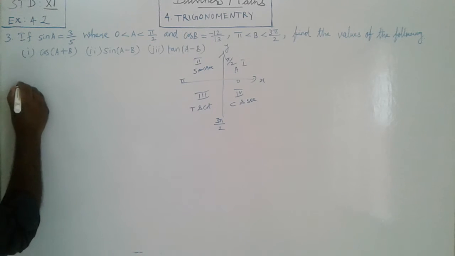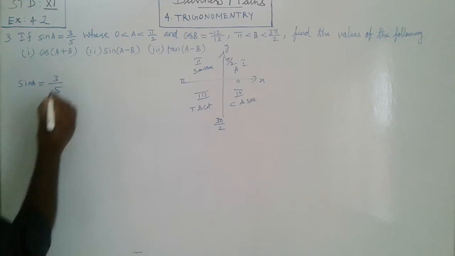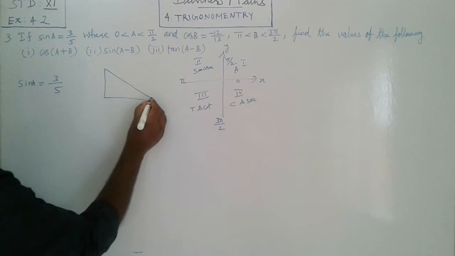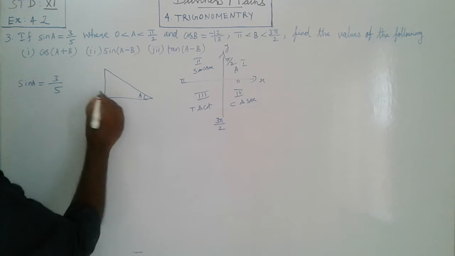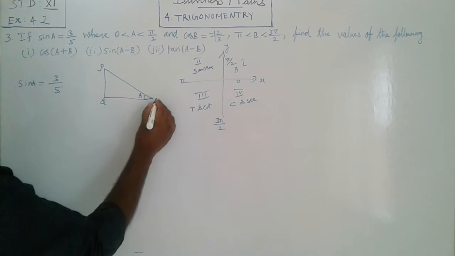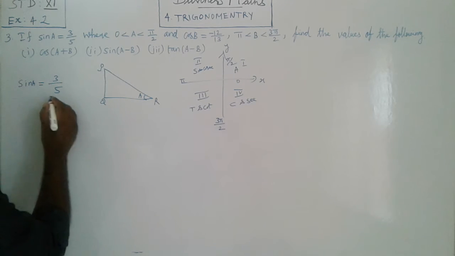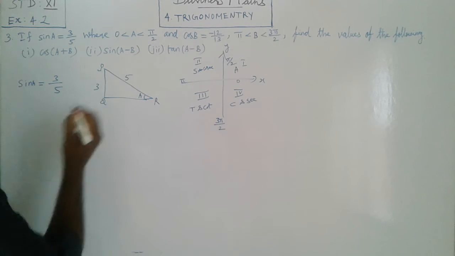Okay, so the first one is given: sine A equal to 3 by 5, 3 divided by 5. This is sine A, so we should take the triangle P, Q, R. Sine A equal to 3 by 5. Sine means opposite divided by hypotenuse. Opposite is 3, hypotenuse is 5. We should find out another ratio.